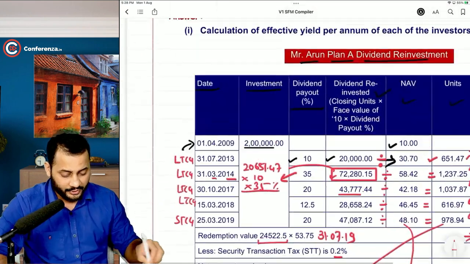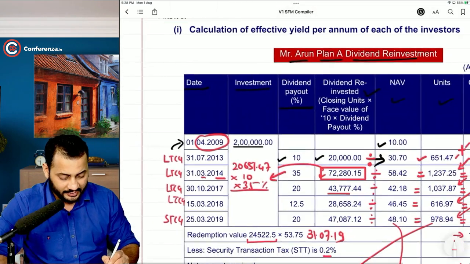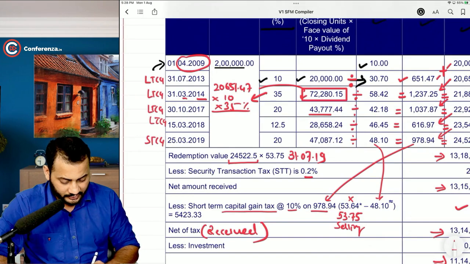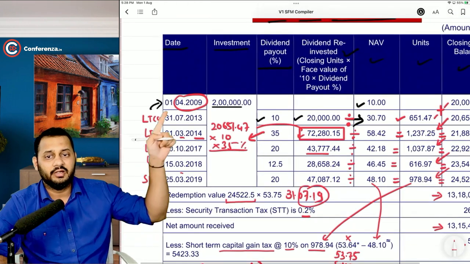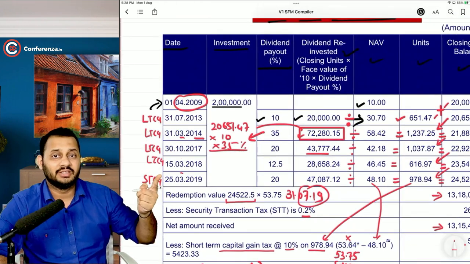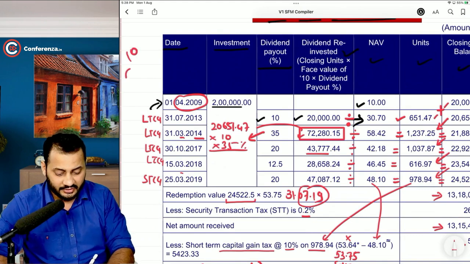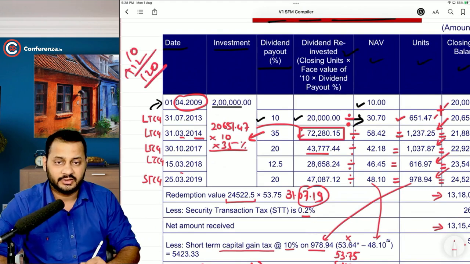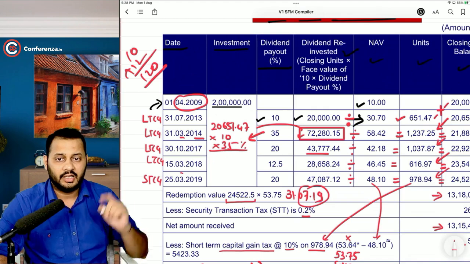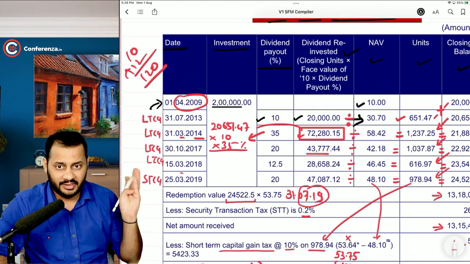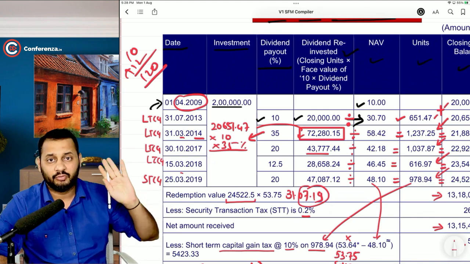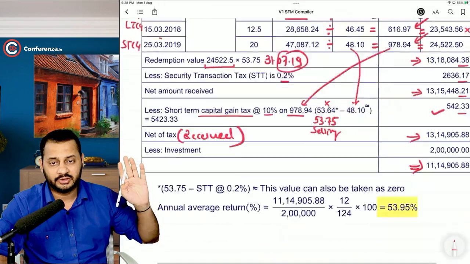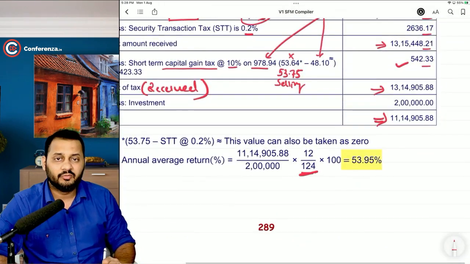I will tell you. You started in April 2009 and ended your journey on 31st July 2019. So from April 2009 to April 2019, 10 years. 10 years into 12 months, that is 120 months. Okay, and then April, May, June, July of 2019, 4 more months. So the total investment period will become 124 months.